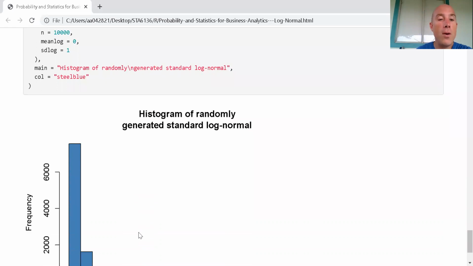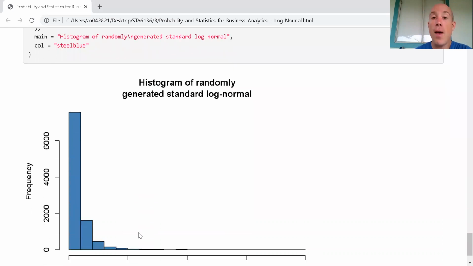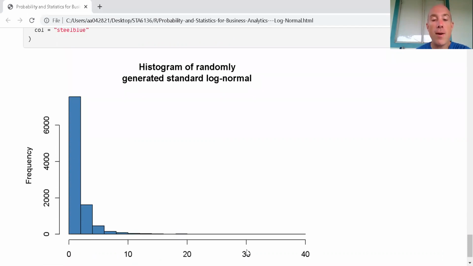Here I generated 10,000 log normal values, and you can see just how skewed this is, because if I go here, this goes all the way out to 40. There are values out here, there are just very, very few of them. And so there is something in the high 30s that was generated by the data. This is a highly skewed distribution.